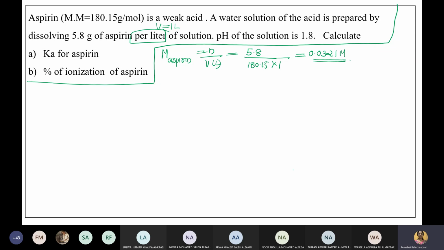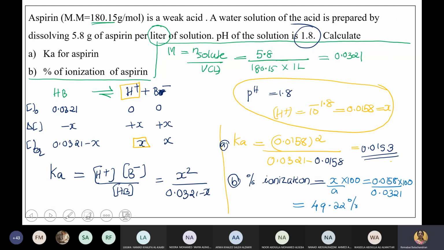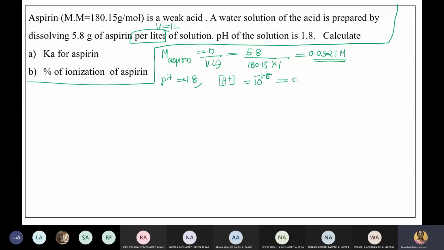Now, pH of the solution is given. So from pH, you can find something. What is it? pH is 1.8. Yes, concentration of H plus is equal to 10 to the power minus 1.8. Can you please tell me this answer? 0.0158 is the concentration.